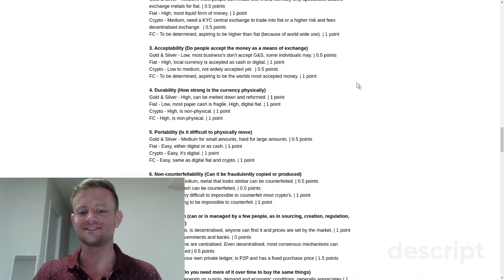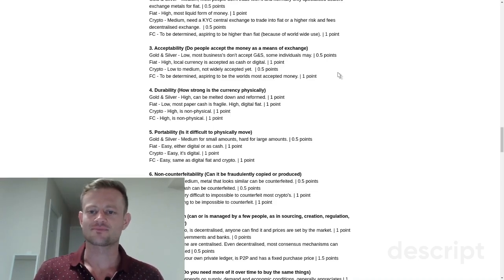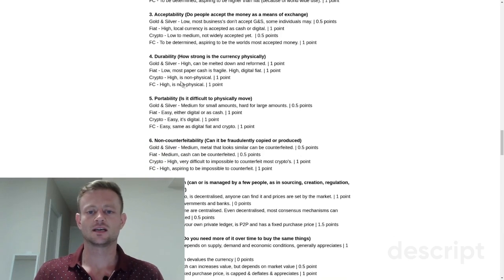I want this to be the opposite to that and be a benevolent money with good intentions and good points about it, as you're seeing here. Next, we look at acceptability. Do people accept the money as a medium of exchange? Well, gold and silver is low. Most people don't. Fiat, yes, that scores the highest. Crypto, not very high. No, that's quite low. Freedom credit, obviously to be determined, but aspiring to be the world's most accepted money.